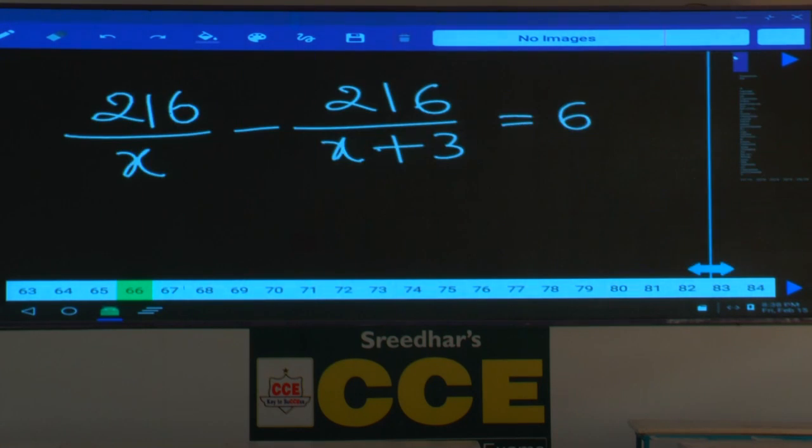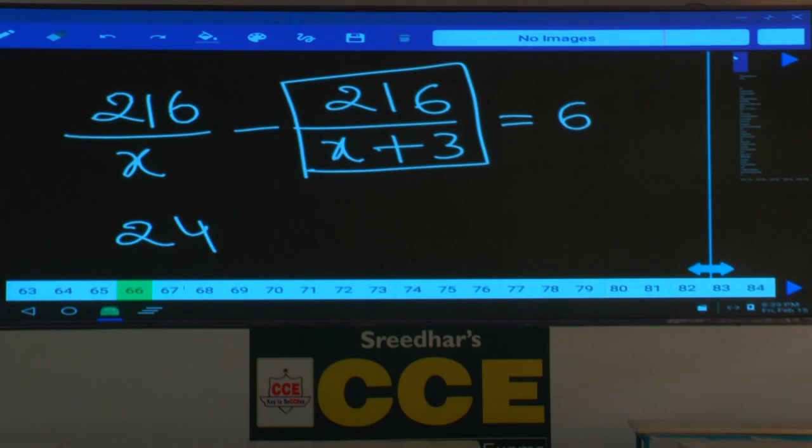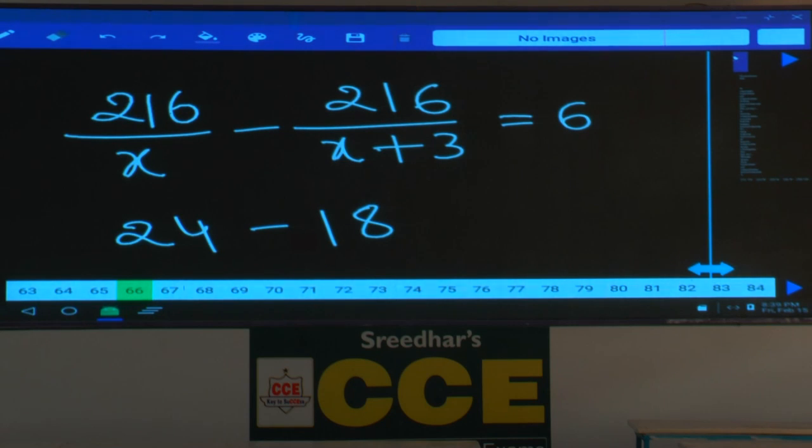Third option, 6. 216 by 6, how much is that? 36, that is 6 cube. And 216 by 6 plus 3, that is 9, which is 24. Is the difference equal to 6? Which is not possible. Next, the fourth option, 9. 216 by 9, just now we did it. How much? 24. And this becomes 216 by 12. How much is that? 18. Is the difference equal to 6? Yes.